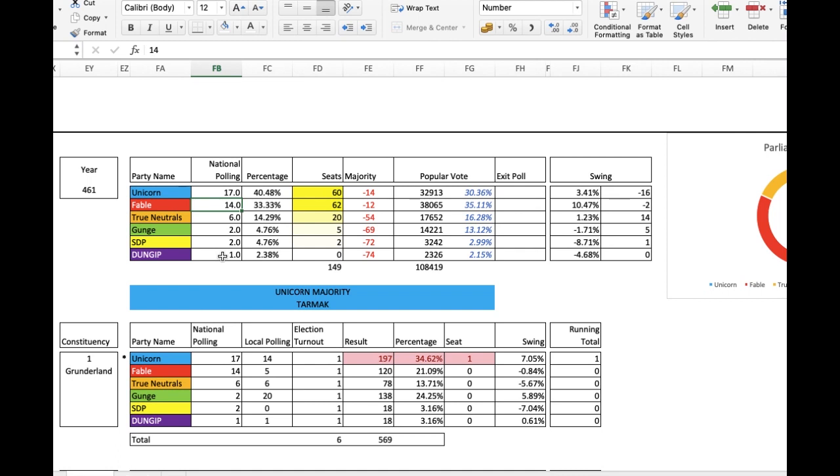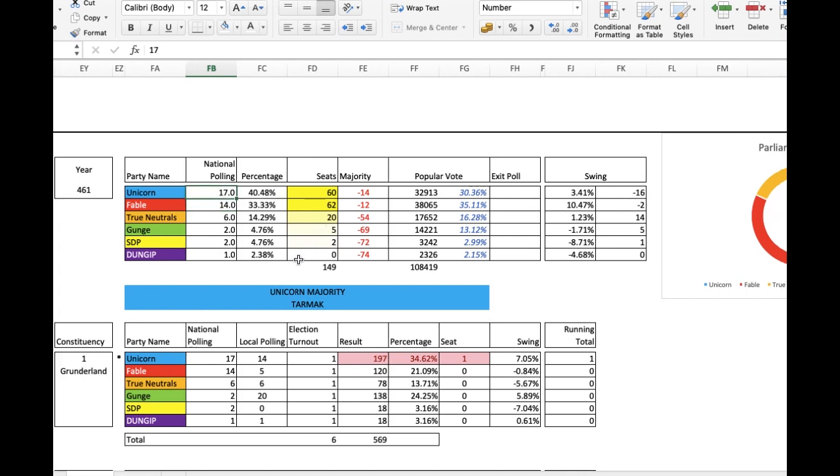What this basically means is the places that are safe Fable seats are safe by quite a margin, while the safe Unicorn seats are safe by not quite as big a margin. This is what can swing an election. So here we have a prediction of 60 to 62, really close. 20 for True Neutrals, 5 for Gunge, 2 for SDP, and Don't Get On 0.